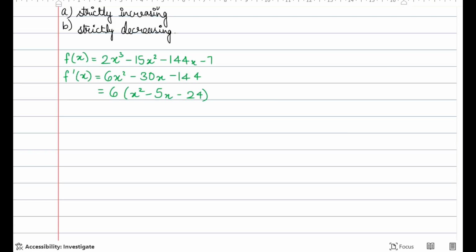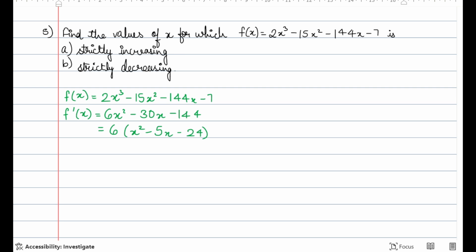Question number 5 is following the same steps as question number 4. Again, we have already differentiated the function given to us over here. 6 is a constant, no need to use that. Let's factorize our 5. So what are the factors of 24? 24 can be written as 8 3s are 24. There you found it. So x square minus 8x plus 3x minus 24. So you have x into x minus 8 plus 3 into x minus 8. So it becomes x minus 8 into x plus 3.